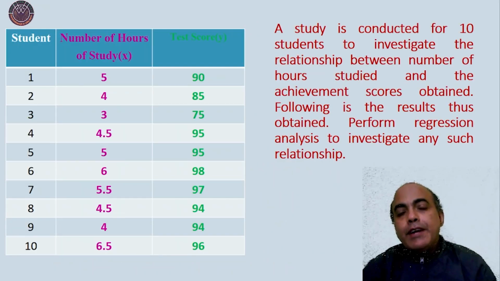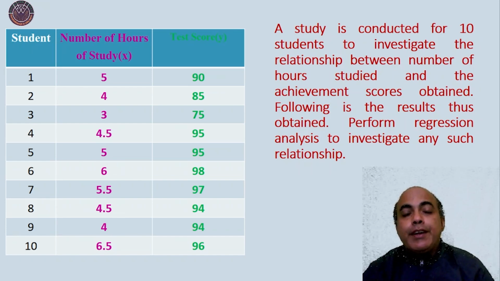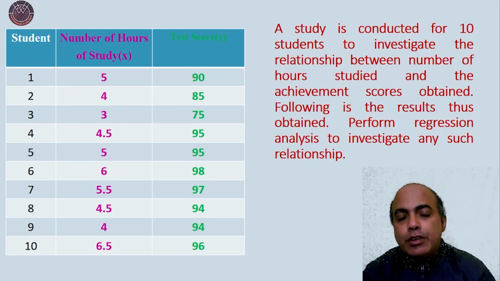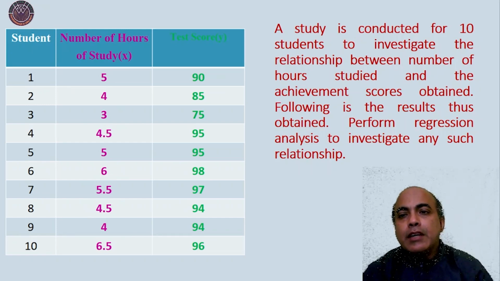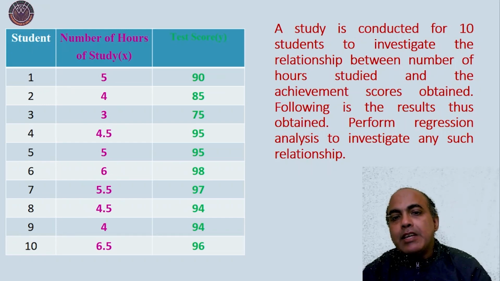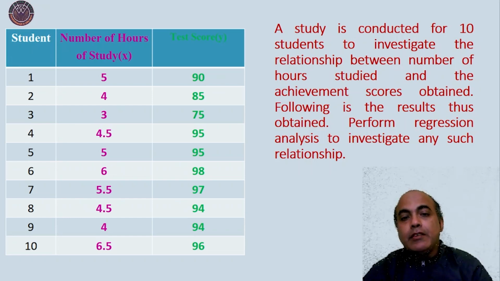Now let us understand this linear regression using one independent variable by taking one practical example. We will be discussing a simple problem. A study is conducted for 10 students to investigate the relationship between the number of hours studied and the achievement score obtained. Following is the result thus obtained. Perform regression analysis to investigate any such relationship.